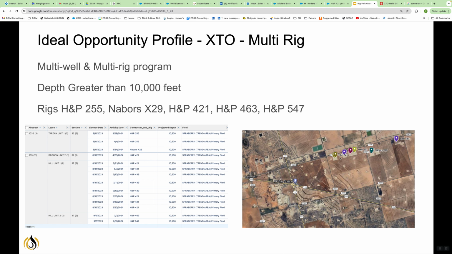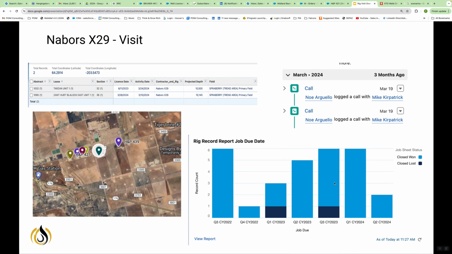This is Lenorah, just off the road from the town of Lenorah, and X29 was one of the rigs that was there. The question is, where are they moving next? That would be a good reason to go out and talk to them. You can see over here is our job record history, where the job sheet has a gap. Ultimately they've already spud and taken their job sheets from us. Now the question is, where are they moving next, and is that going to fill that particular gap?